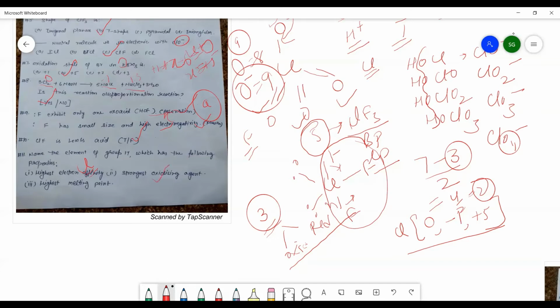Strongest oxidizing agent, yes, it is fluorine because of high hydration enthalpy and the low bond dissociation energy of the F2 bond. Now the last one is highest melting point. Highest melting point is for iodine because of the strong van der Waals forces. Now this was self-assessment 5. Now we will see self-assessment 6 in this lecture.